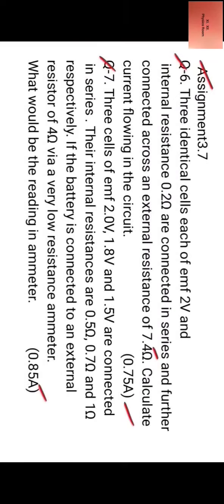Question number 7. 3 cells of EMF 2.0 volt, 1.8 volt and 1.5 volt are connected in series. Their internal resistances are 0.5 ohm, 0.7 ohm and 1 ohm respectively. If the battery is connected to an external resistance of 4 ohm via a very low resistance ammeter, then what would be the reading in the ammeter? And here is the answer for verification.